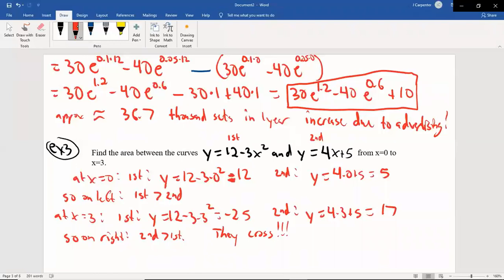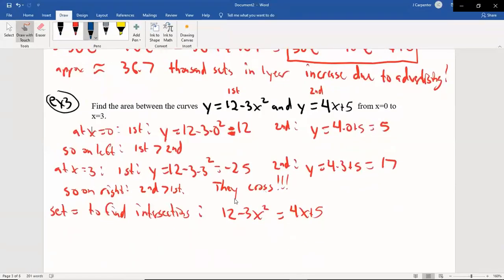Once again, I'm repeating this a lot because it's important. If they cross an even number of times, it is possible that the one function is higher on both ends. So even if you get the same declaration, the first is bigger than the second, first is bigger than the second, you still have to do this next step. We set them equal to find the intersections. So that's 12 minus 3x squared is equal to 4x plus 5.